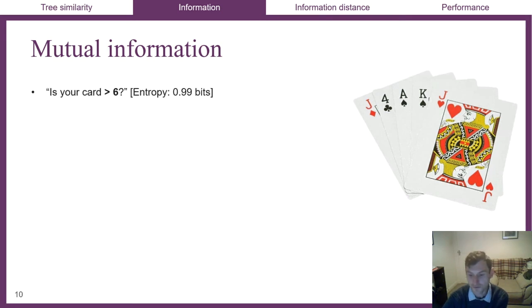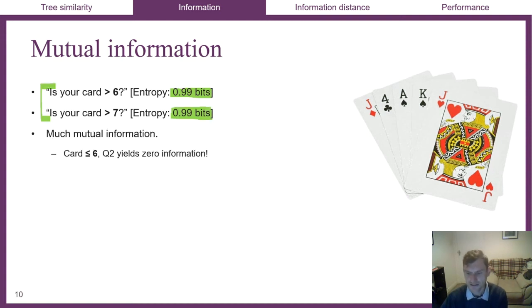But I could have asked some different questions. So my first question could have been, is your card greater than 6? Roughly half of cards are, so I get roughly one bit of information. And then I could have asked, is your card greater than 7? Again, roughly half of cards are, I get roughly one bit of information. But these questions are actually very similar, so some of this information is shared between the questions. If, in fact, the card was less than a 6, I'd already know the answer to question 2 before I asked it. So your answer to question 2 is going to gain me no new information.